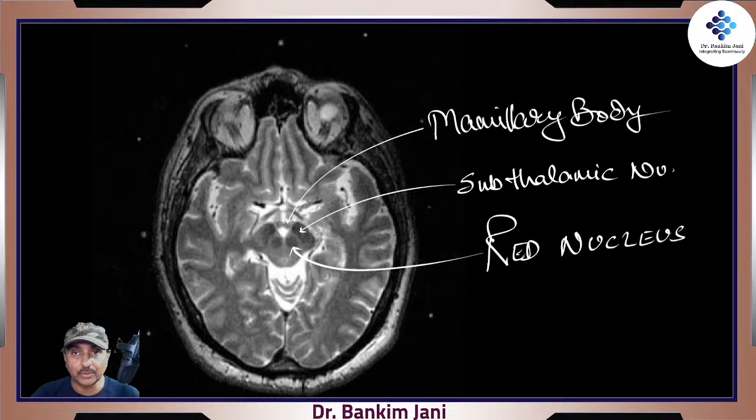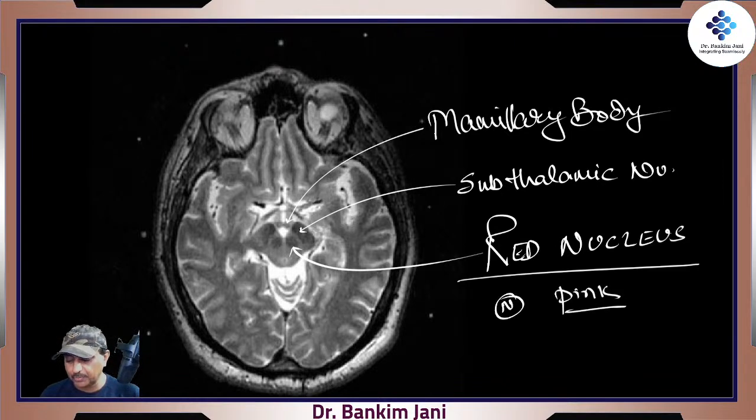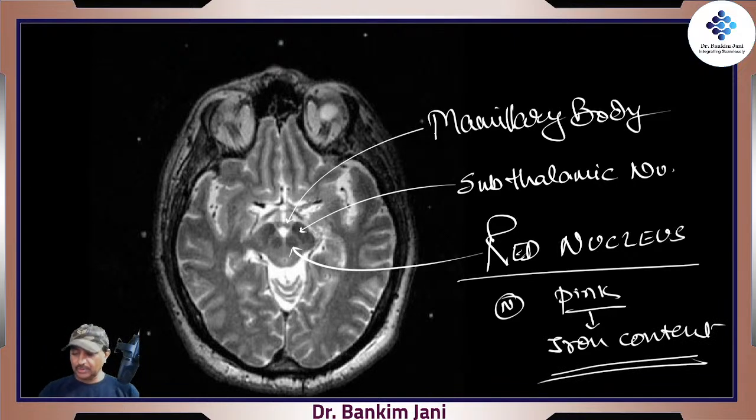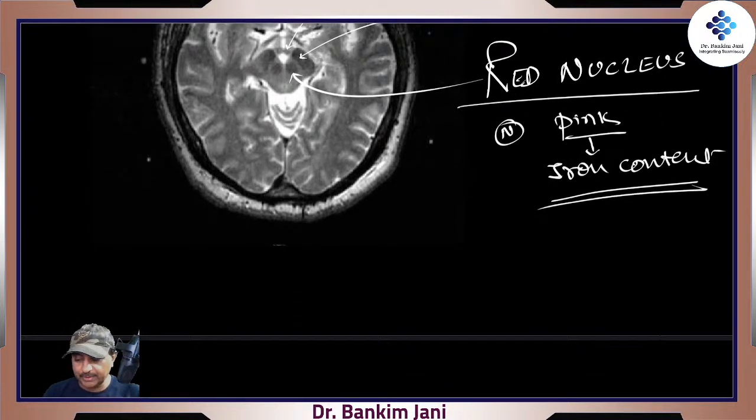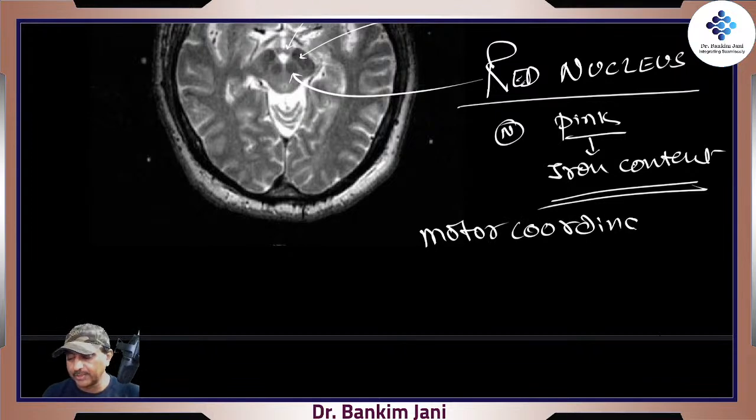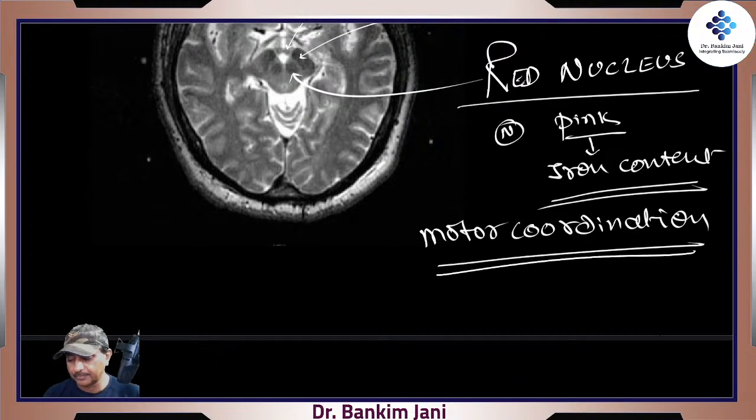So the idea is that when you look at this red nucleus, if you dissect it, normally it looks pink. It is because of the iron content. So if this content is more, that thing would look hyperintense. So red nucleus is one of the important components for motor coordination at the level of the brainstem.